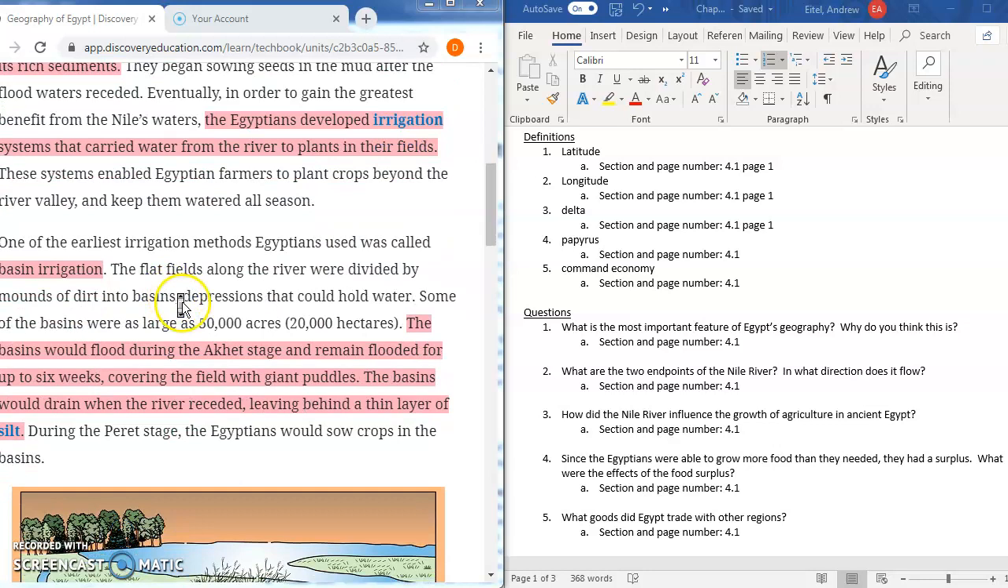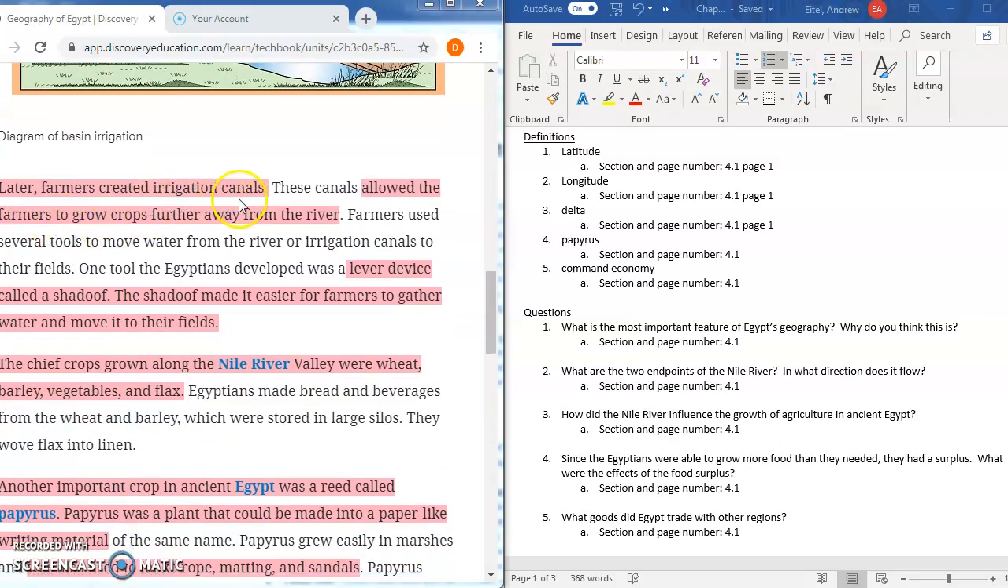One of the earliest irrigation methods Egyptians used was called basin irrigation. Flat fields along the river were divided by mounds of dirt into basins, depressions that could hold water. Some of the basins were as large as 50,000 acres, 20,000 hectares. The basins would flood during the Akhet stage and remain flooded for up to 6 weeks, covering the field with giant puddles. The basins would drain when the river receded, leaving behind a thin layer of silt. During the Peret stage, Egyptians would sow crops in the basins.